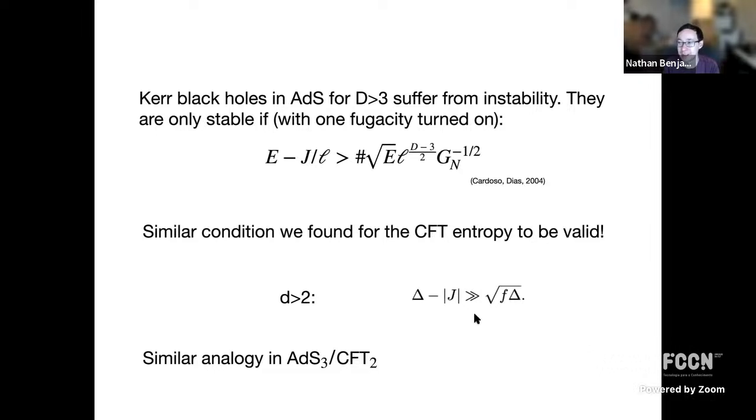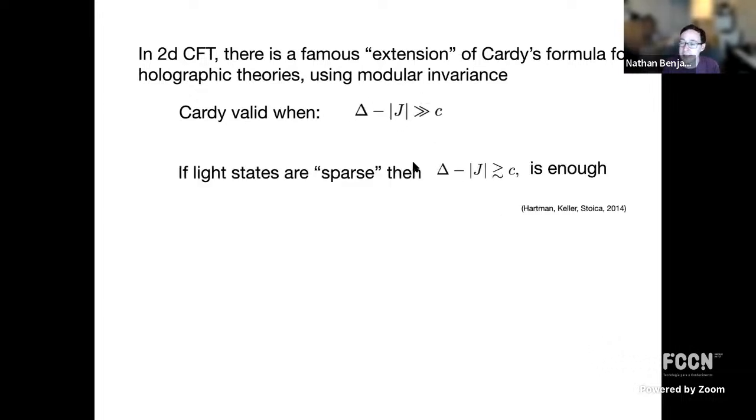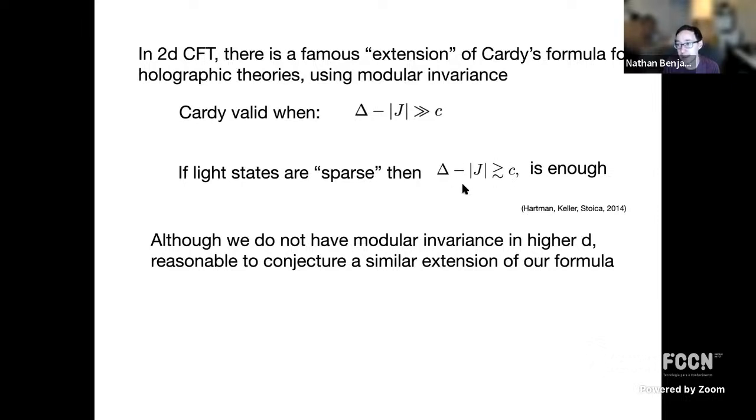We replace this one greater-than sign with two greater-than signs. Let me make an analogy to what happens in AdS3/CFT2. In 2D, there's a famous extension of Cardy's formula for holographic theories using modular invariance, by Hartman, Keller, and Stoica about a decade ago. They argued that the Cardy formula is valid when the twist is much bigger than the central charge. But using modular invariance, if some sparseness condition is met, you can get rid of these two greater-than signs and make it just one. The twist being bigger than an order 1 number times c is enough. I think it was c over 6, but I'm not going to worry about order 1 numbers in this talk today. And this is also precisely where black holes are stable in AdS3, where BTZ black holes dominate the canonical ensemble.